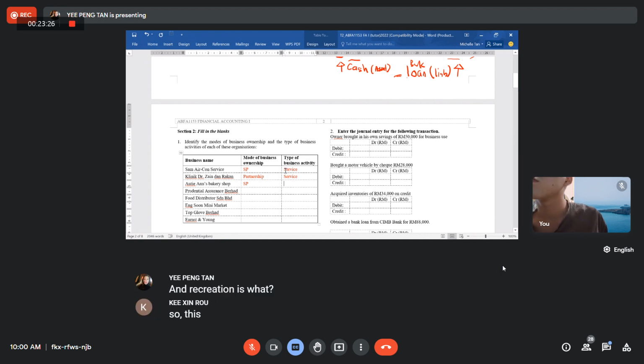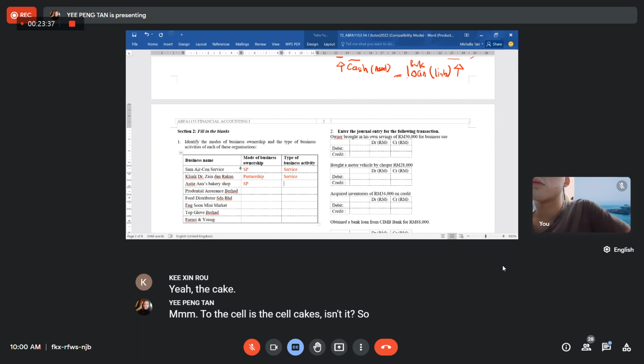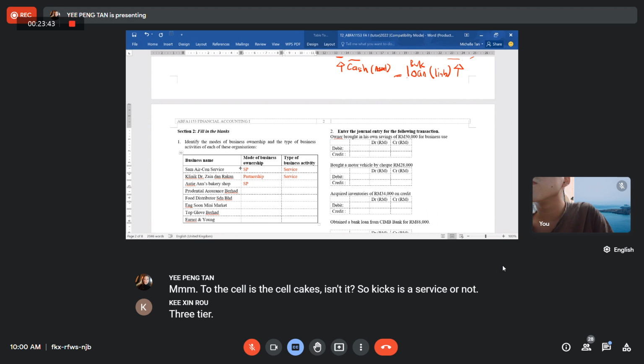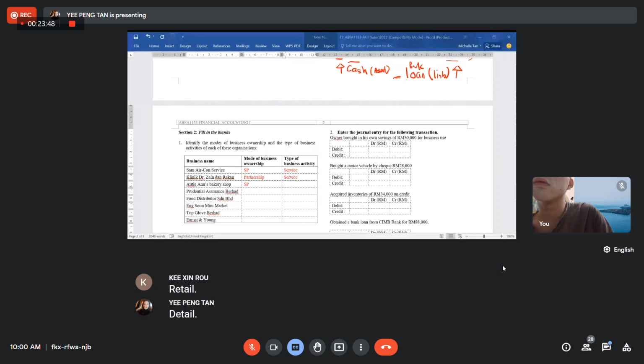Service? You know what a bakery shop is or not? Yeah, the cake. So they sell cakes, isn't it? So are cakes a service or not? Retail. All right, it can be retail. So there are 2 answers for it.